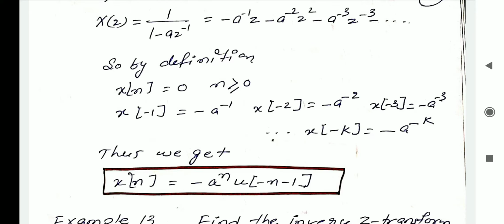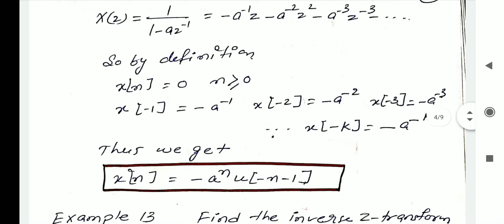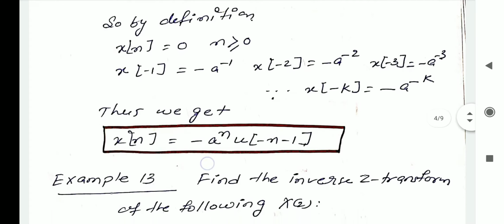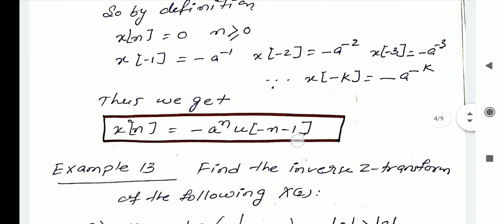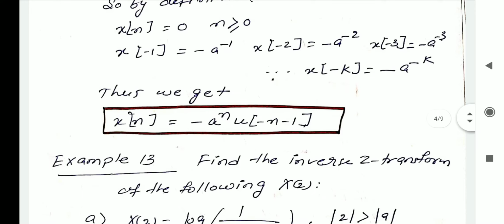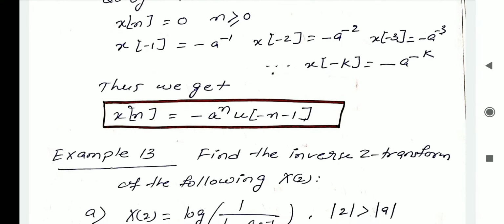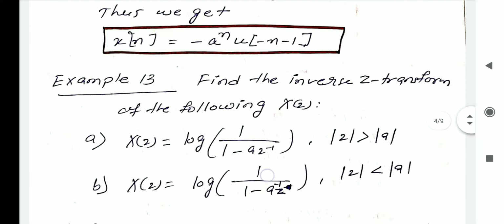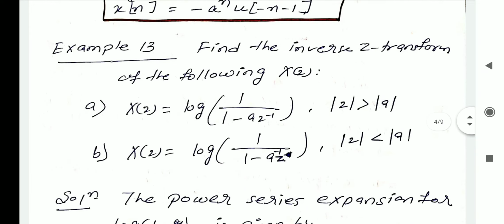So I can write it in general as x of minus k will be minus a to the power minus k. So we can write the x of n as minus a to the power n u of minus n minus 1, because for u of n I cannot write it as u of minus n, because for n equals to 0 also we are not having any term here, so that will be minus n minus 1. So this is our x of n. So by this method also we can get our x of n by the long division method.